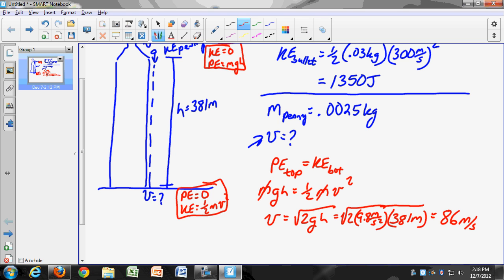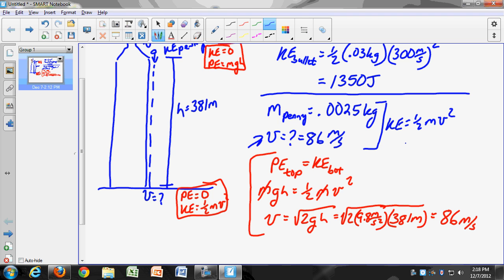All right, so that's sort of my upper limit. That's the maximum speed that this thing can go, at 86 meters per second. We'll come back to that in just a minute. So my velocity up here is 86 meters per second. So now I can find the kinetic energy. I could have done this another way, but I'm just going to do it this way.